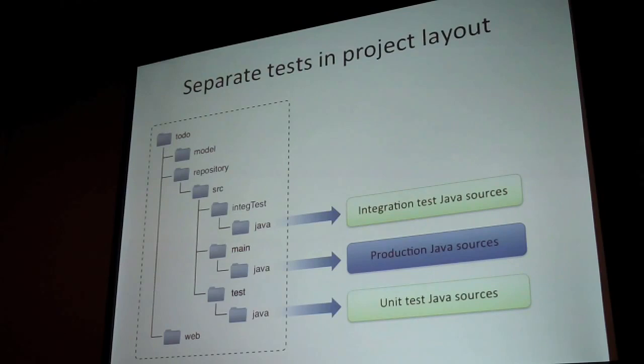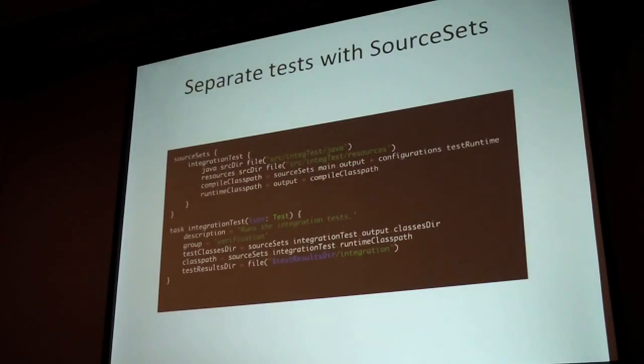I believe that's something that the Gradle core base uses as well, but you can name it whatever you want to. It doesn't really matter. So all your integration Java source files would sit in that directory. How do you make this happen in Gradle?